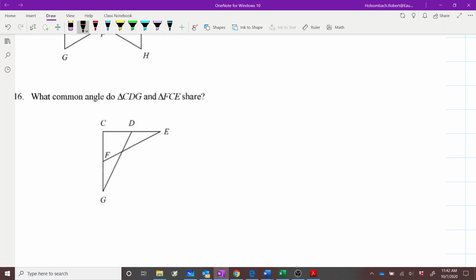And number 16, what common angle do CDG and FCE share? A common angle, they both have a C in them, so they both share angle C.